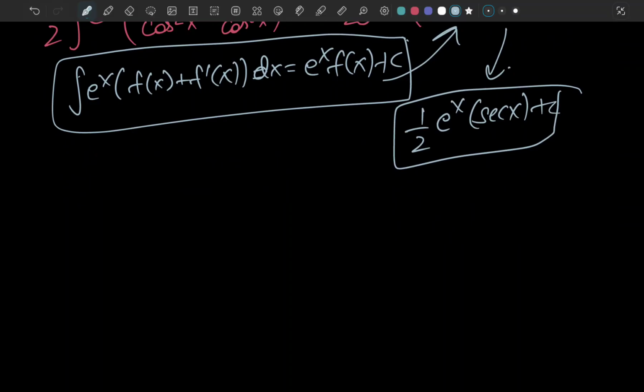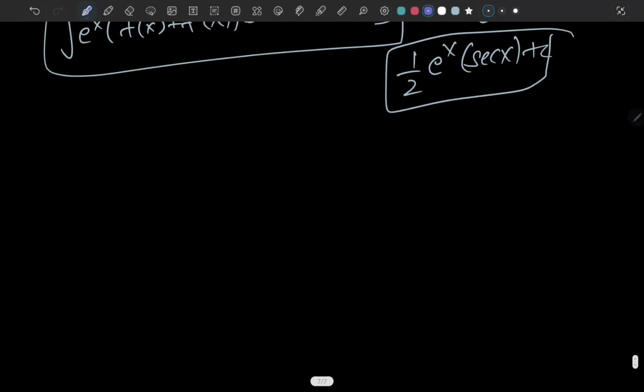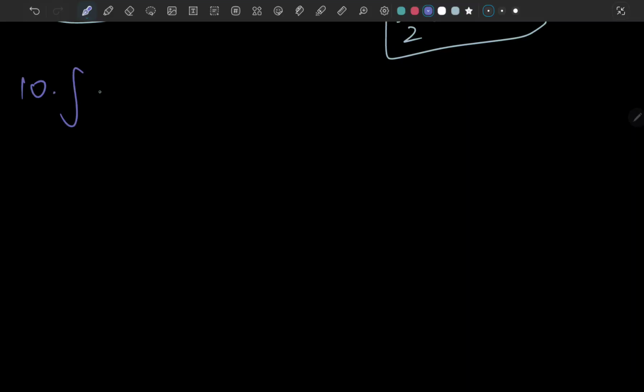Okay, let's talk about another integral. Heading towards some difficult integrals. Should I introduce this integral to you guys? Okay, I'm just going to introduce this integral. We are going to solve the 10th integral: the integral of e to the x times sine of 2x dx.